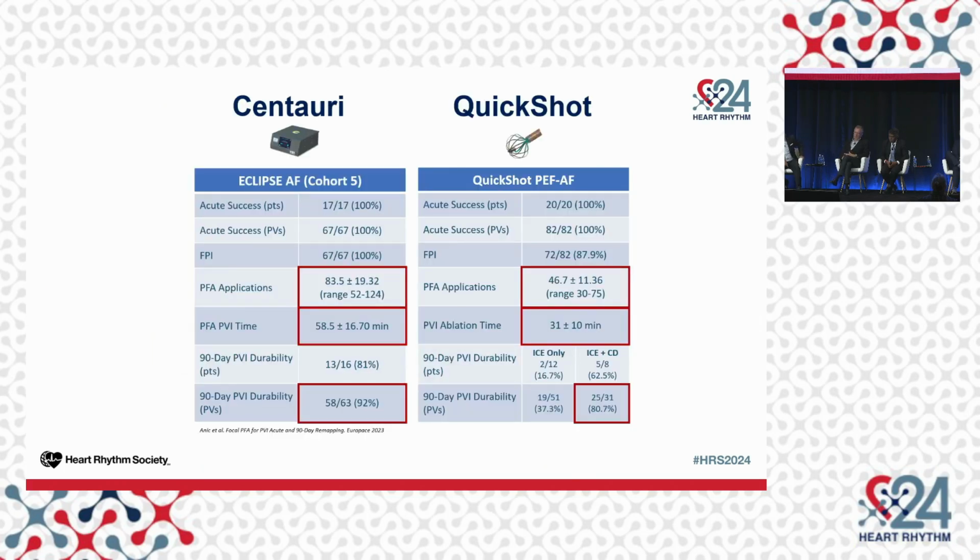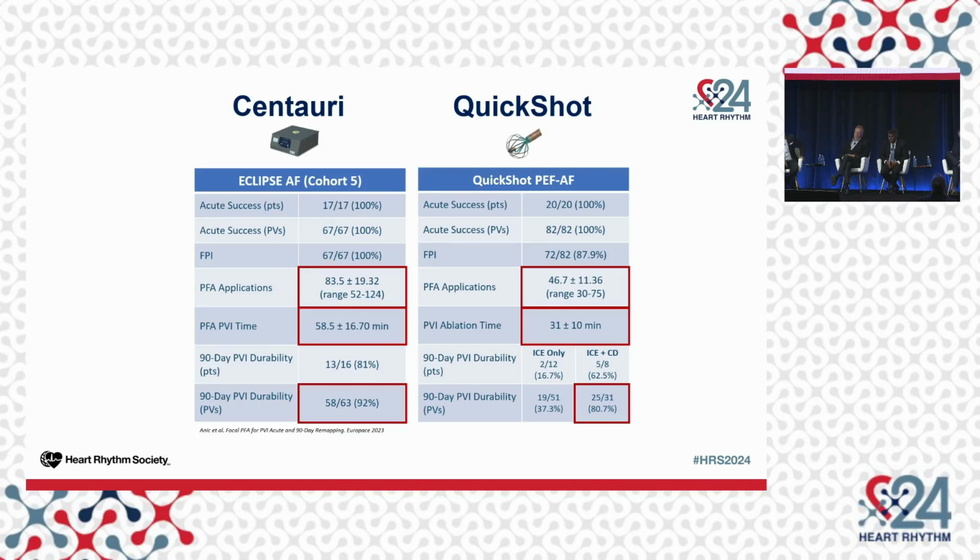And so if you look at the cohort looking at a solid tip focal catheter delivering PFA from the same generator for both, and you look at a solid tip 3.5 millimeter commercially available standard RF catheter versus using a large tip focal like QuickShot, you can see the difference in number of applications. You can see the difference in PVI time because you just make larger lesions.